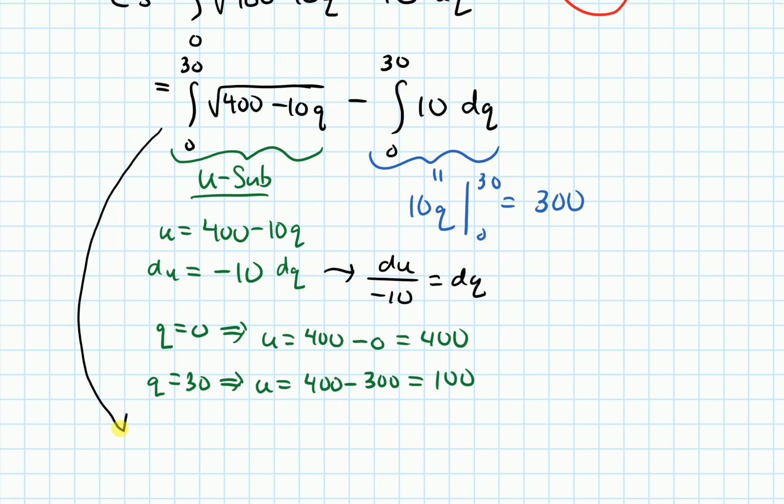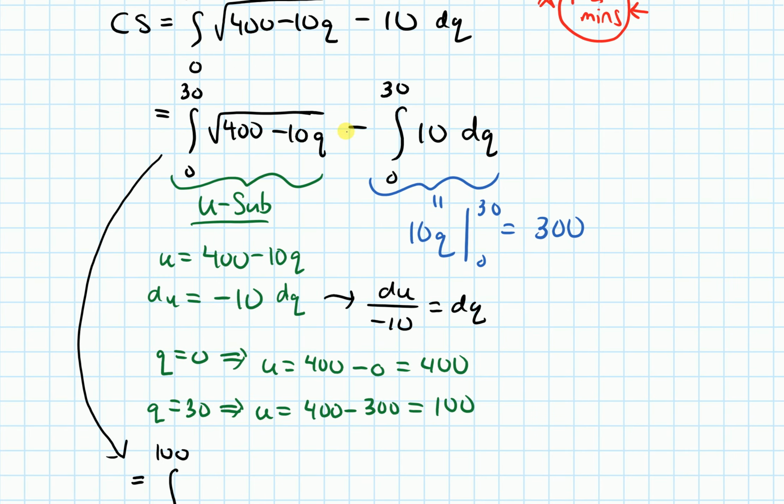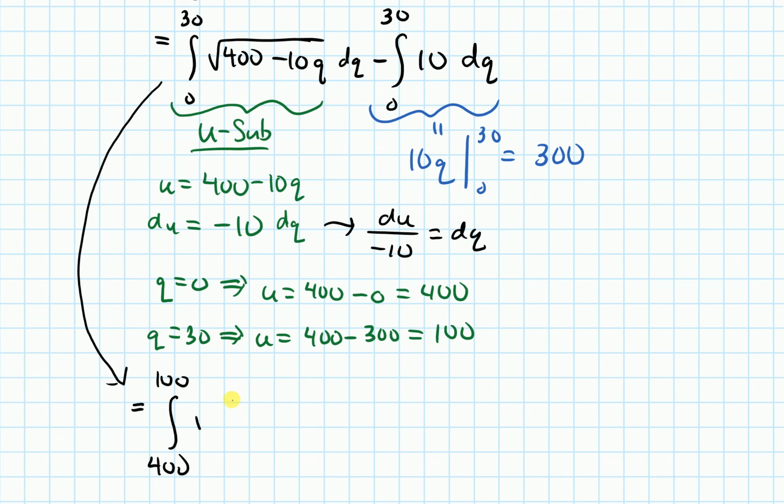Alrighty, so we are ready for this integral right here. So this ends up becoming, so let's see, the 0 changed to 400. And the 30 changed to a 100. And then inside of the integral, we'll have, whoops, I forgot something. Okay, I forgot to write a dq on this integral. That's right, so we always need that notational thing on these integrals. Alrighty, so we have square root of u, and then what was dq? It was du over negative 10.